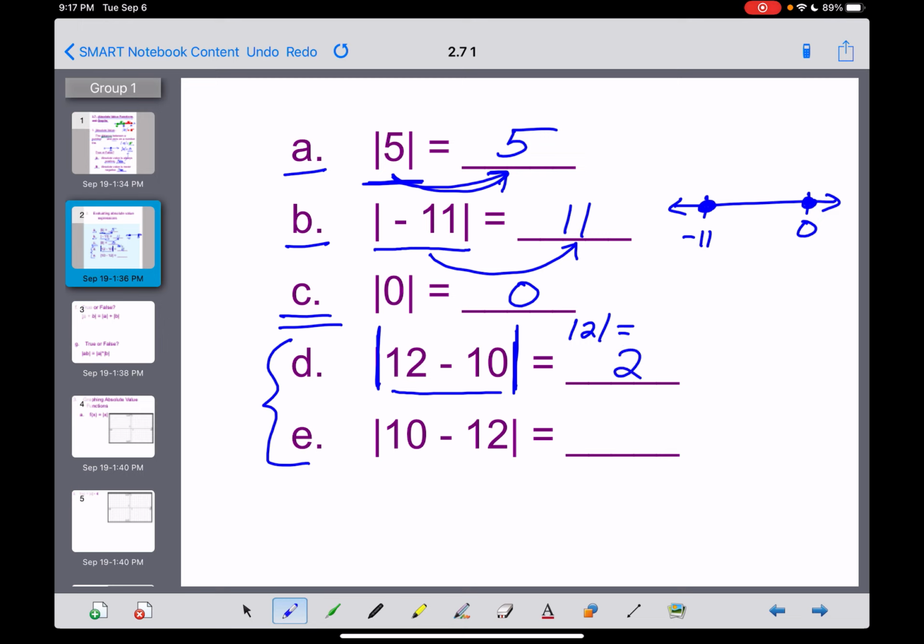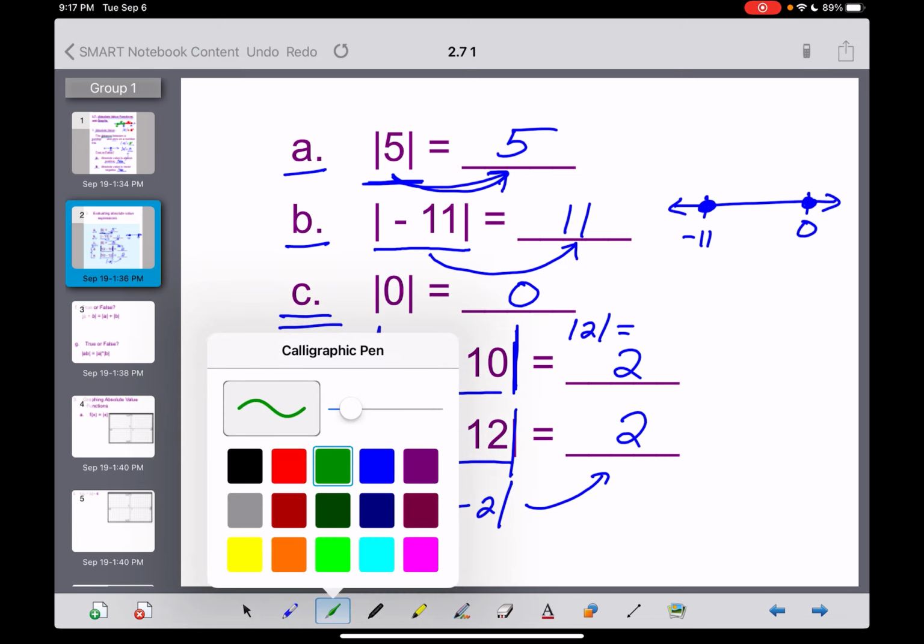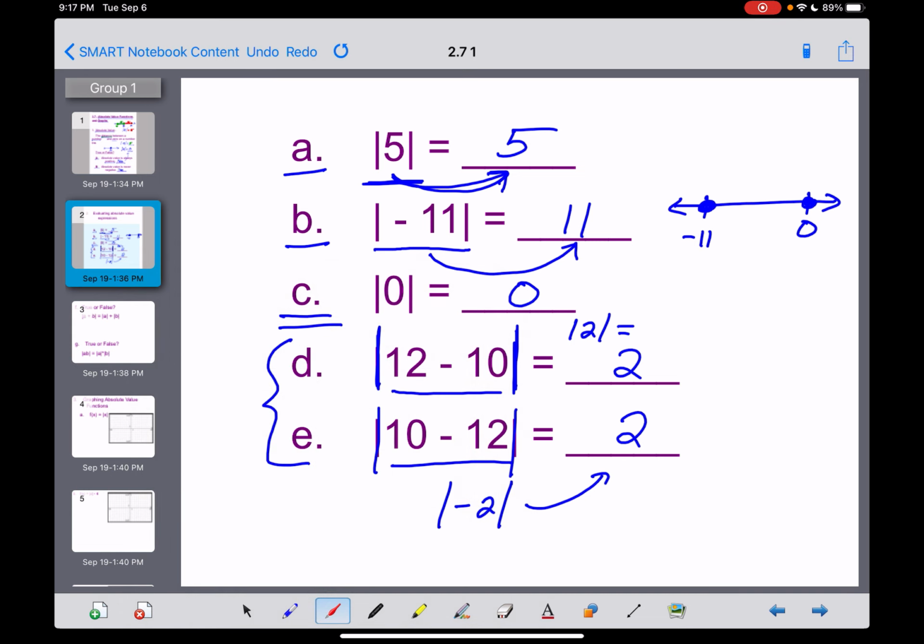Now E is almost the exact same question, except now you'll notice I've reversed the order of subtraction. So again, we do inside the absolute value first. The 10 minus 12 is going to become a negative 2. So we're now taking the absolute value of negative 2, and that's going to give us an answer of positive 2. So what I wanted you to see from this is that example D and example E both have the exact same answer, even though we have reversed the order of subtraction. Just kind of an interesting little tidbit that happens with problems like that.